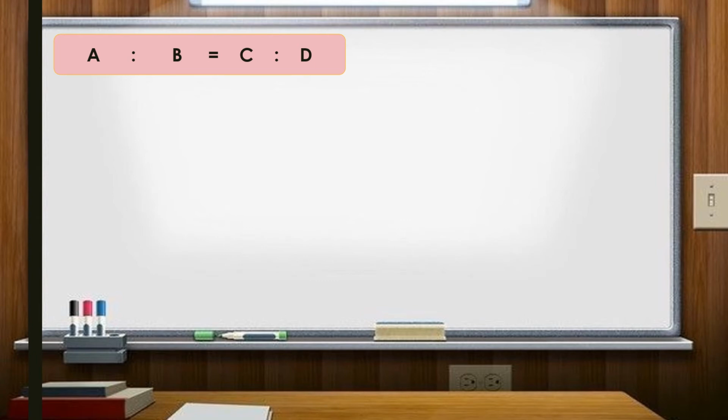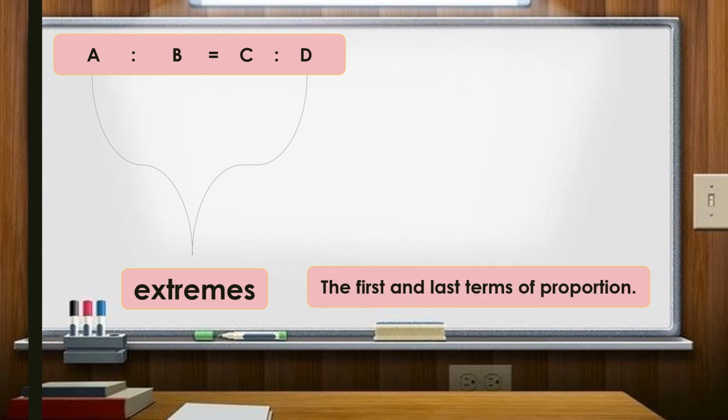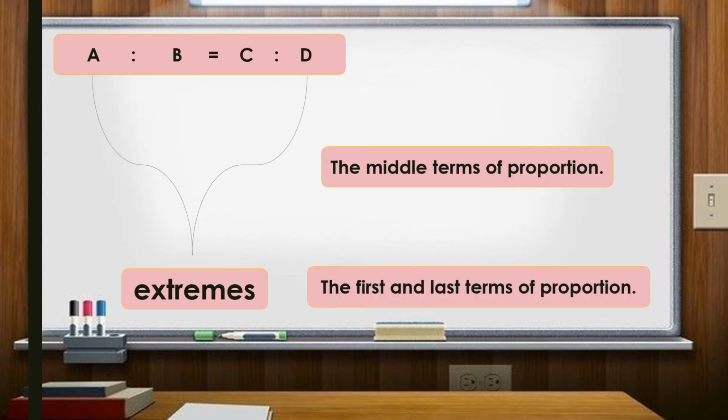A is to B equals C is to D. A and D are also called the extremes. What are the extremes? The first and last terms of the proportion. Next, B and C are the means, the middle terms of the proportion.